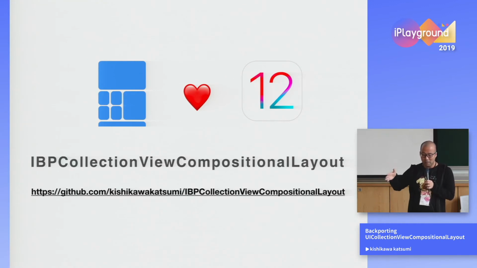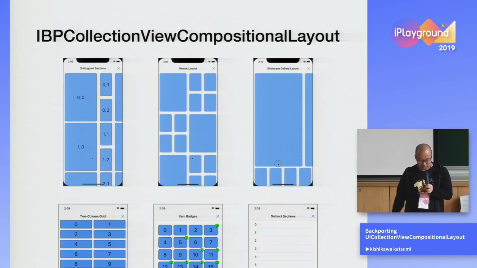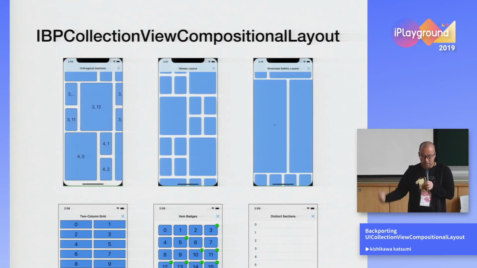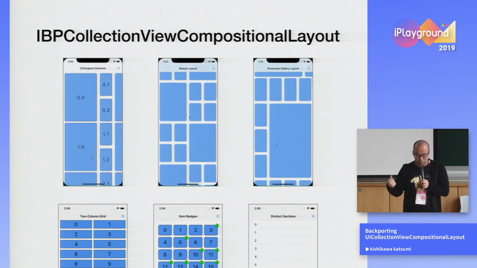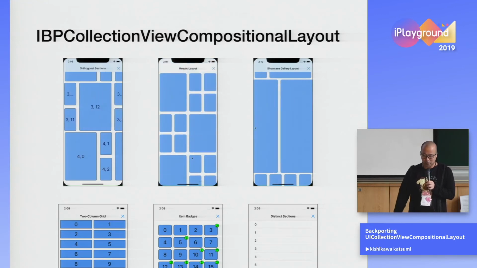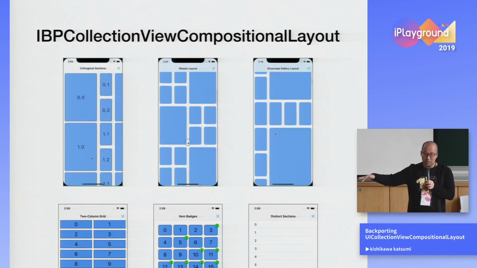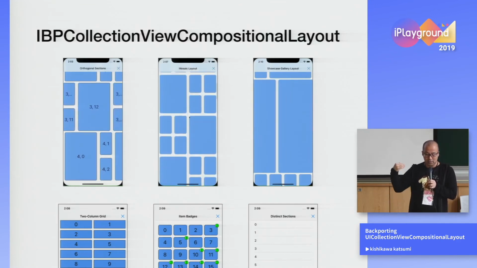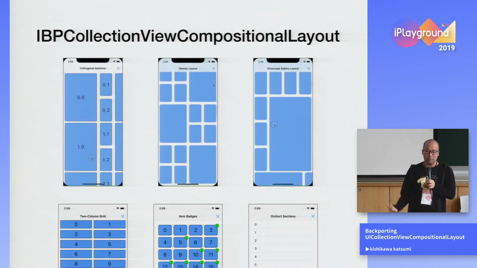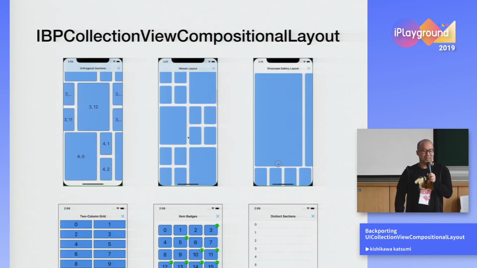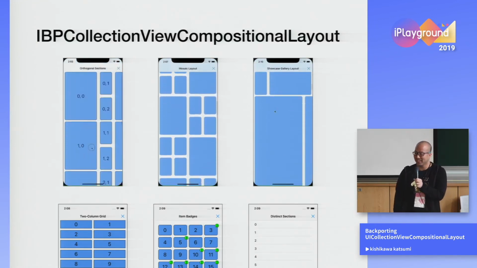It is called UICollectionViewCompositionalLayout. Please try UICollectionViewCompositionalLayout. The repository shows various complex layouts as sample code. You can see how easy it is to write any layout, and it works on iOS 12, 11, and 10. Thank you.